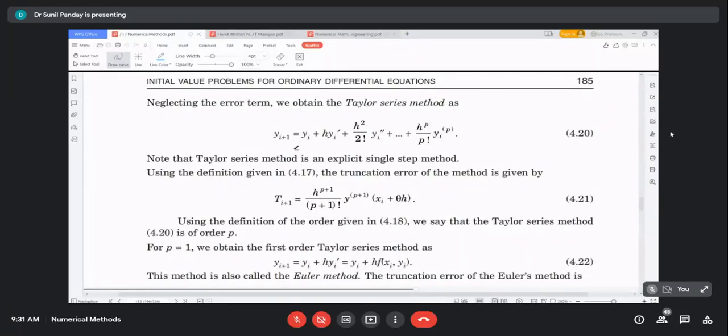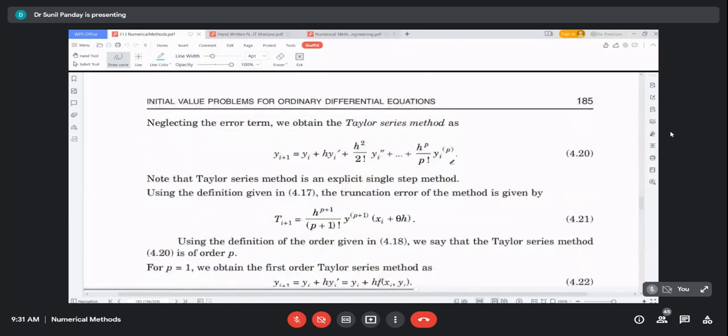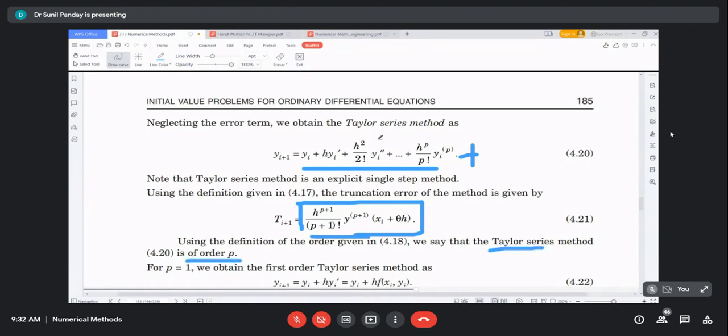This is the Taylor series method again. If you are considering up to h raised to power p terms and neglecting other terms, this is the remainder form of the Taylor series. If you are restricting yourself up to h raised to power p, then your method is known as Taylor series method of order p. So if you restrict yourself up to 2, if you consider only that many terms, then your method is known as Taylor series method of order 2.